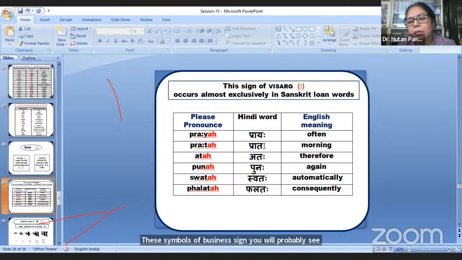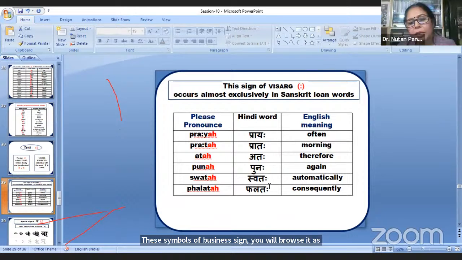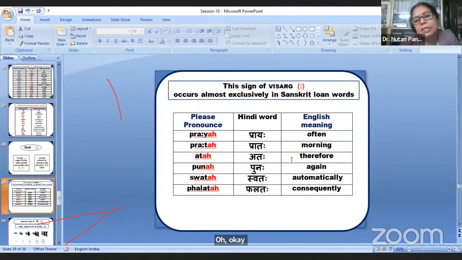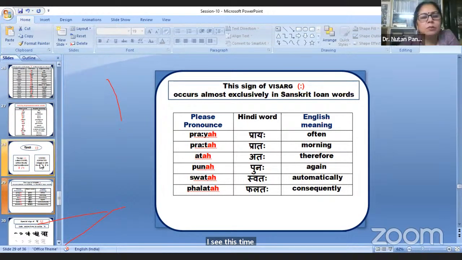Prayah, pratah, atah, punah, tatah, phalatah, svatah, parat. In a few Sanskrit words you can see this sign. If any, we will see it in the next class also.